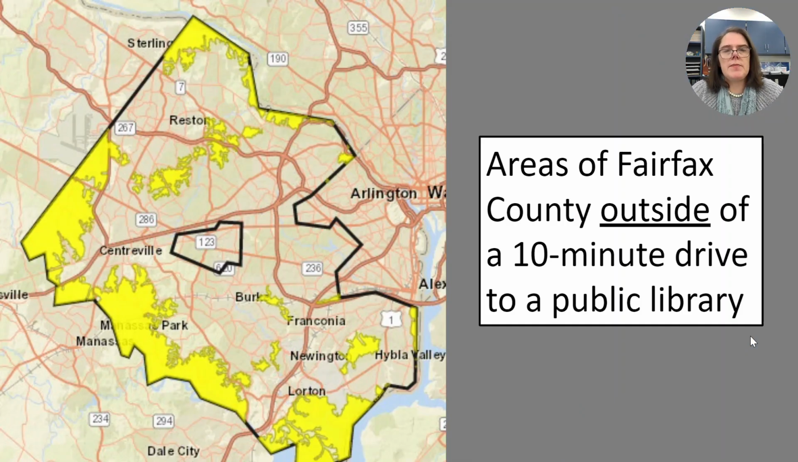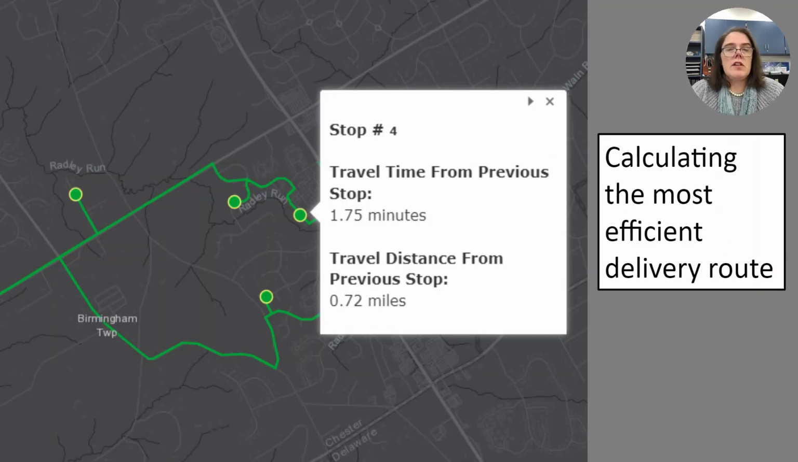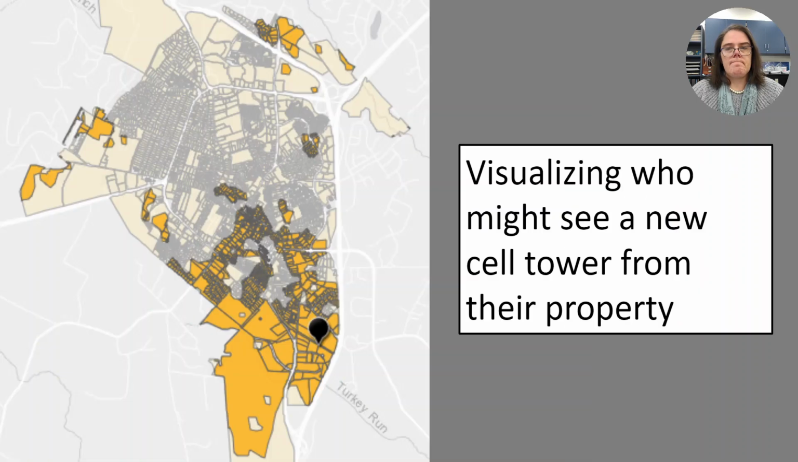So here's an example of something you can do in GIS. Areas of Fairfax County that are outside of a 10-minute drive to a public library. You could do a similar analysis with food deserts in Washington, D.C., or other rural areas in the country. Who does not have access to a library? Who does not have access to a grocery store? You can also calculate the most efficient delivery route. If you have a business and you want to deliver things, the software will calculate that most efficient way to get to where you're going.